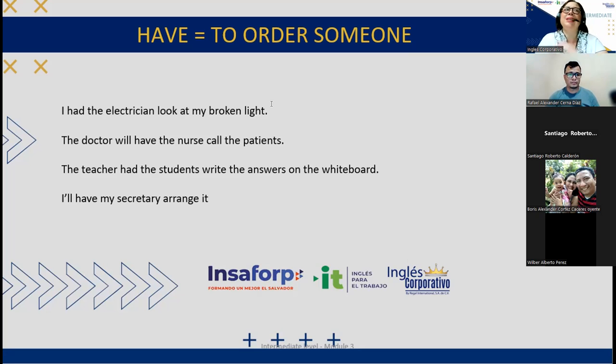Y esto en español quizás lo podemos entender de una manera con el ejemplo básico, ¿verdad? Que nosotros le decimos a alguien, fíjate que hoy me corté el pelo. No, no te lo cortaste tú, fuiste a que te lo cortaran, ¿ok? Tú fuiste a alguien que te lo cortó, hizo esa actividad por ti. Eso es lo que estamos expresando acá, ¿ok? I had the electrician look at my broken light. Si yo le digo, ya arreglé la luz que estaba quebrada, no, no lo hiciste tú, lo hizo el electricista, right? So I had the electrician look at my broken light.